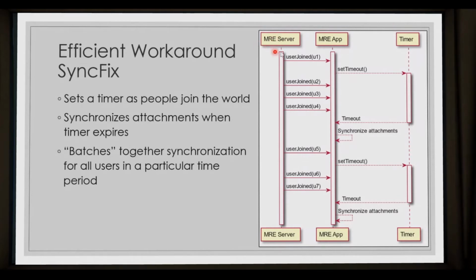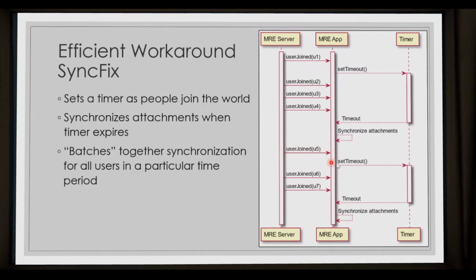But really just from the MRE server to the app, you get user 1 joined. When that happens, the MRE app notices that no timer's running. So it calls a function called set timeout, which creates a timer that's going to go for a certain amount of time before it expires. During that time, while it's still running, user 2 joins, user 3 joins, user 4 joins. Then the timeout happens, and then you synchronize the attachments. That's when you do that detach and reattach I talked about. And then the whole process just starts over again.